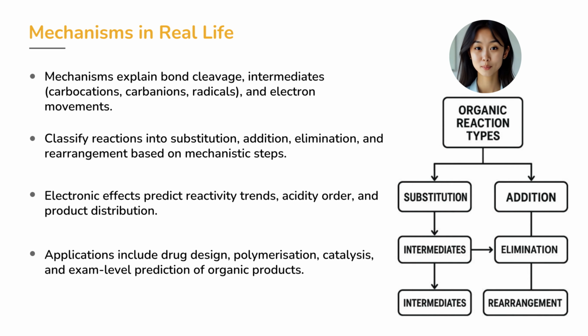So let's wrap it all up. Organic reaction mechanisms are the step-by-step stories of how molecules change. They involve bond cleavage, whether homolytic or heterolytic, electron movements shown by curved arrows, and intermediates like carbocations, carbanions, and free radicals. Reagents play their roles as electrophiles or nucleophiles, while electronic effects like inductive, resonance, electromeric, and hyperconjugation dictate reactivity and stability. With these tools, chemists classify reactions as substitution, addition, elimination, or rearrangement.